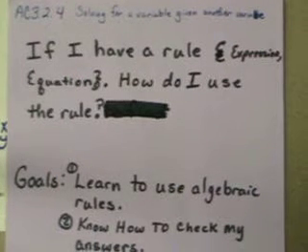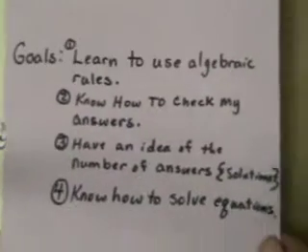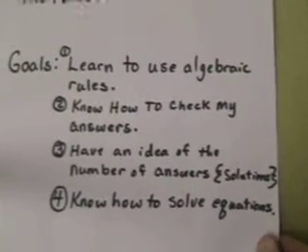If I have a rule as an expression or an equation, how do I use that rule to find out some information? So we're going to use some real world situation to kind of look at how we use rules in everyday life.